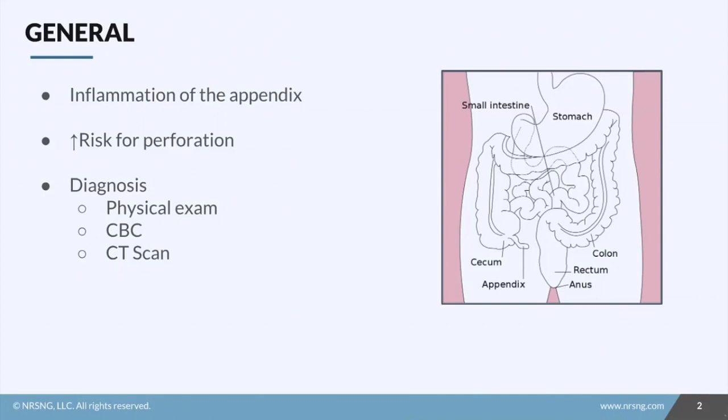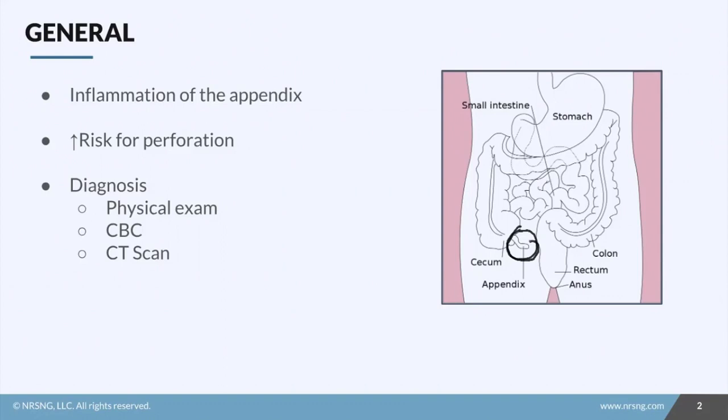Now let's just do a quick refresher. The appendix is this little pouch that extends off the cecum, and it's located in the right lower quadrant of the abdomen. Now what happens in appendicitis is that this little appendix becomes inflamed and infected. And if that's not surgically removed, that appendix can then rupture or perforate, which allows stool to leak into the abdomen. And so you've got infection and inflammation spreading throughout the abdomen, which can lead to shock.